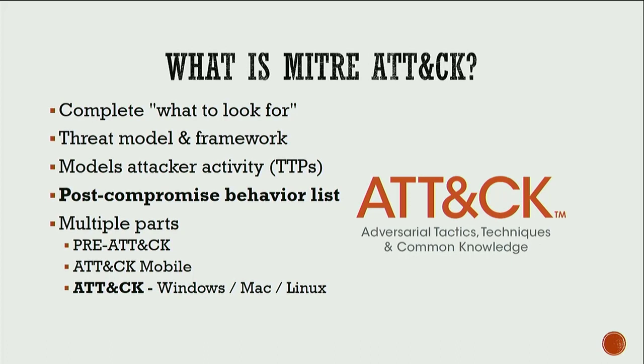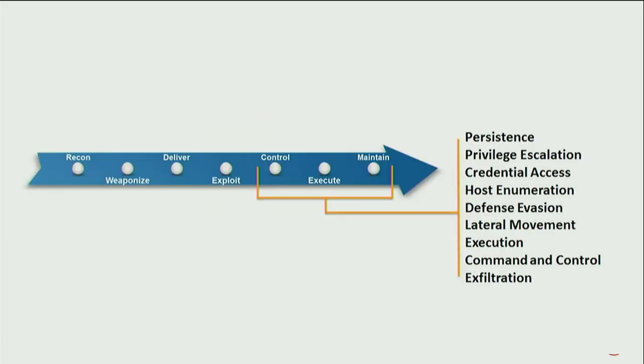What ATT&CK does, it is a list of post-compromise behaviors that the adversary will likely attempt or could attempt against you. And so it comes in multiple parts. There's the original attack section, and there's now what's called pre-attack, which is the pre-exploitation stage stuff, which is awesome. Today we're talking about this. Anything that happens after exploitation has already succeeded. So it's going to be these particular tactics here: persistence, credential access, execution, command and control.